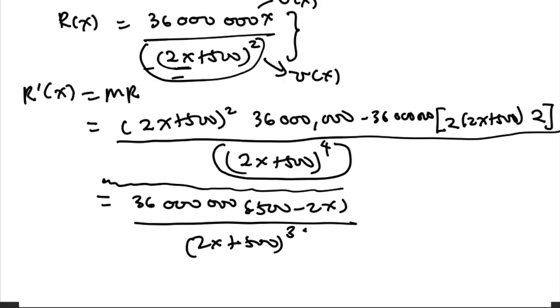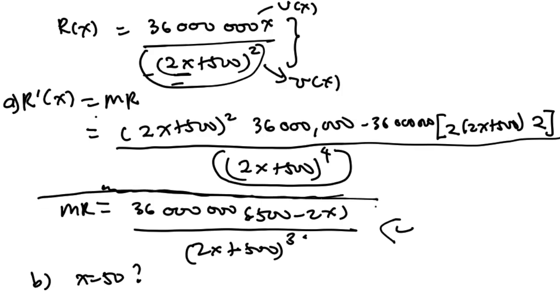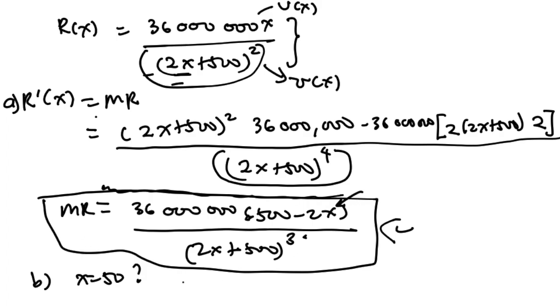Now, I have answered question A. Now we move to question B. Question B says, if you have found marginal revenue like this, what is the marginal revenue if your quantity is equivalent to 50? So what you can do here is, once you get this answer for marginal revenue, you insert x equivalent to 50 here, and then you solve it. Then you can get marginal revenue. Yeah? Show all the work.